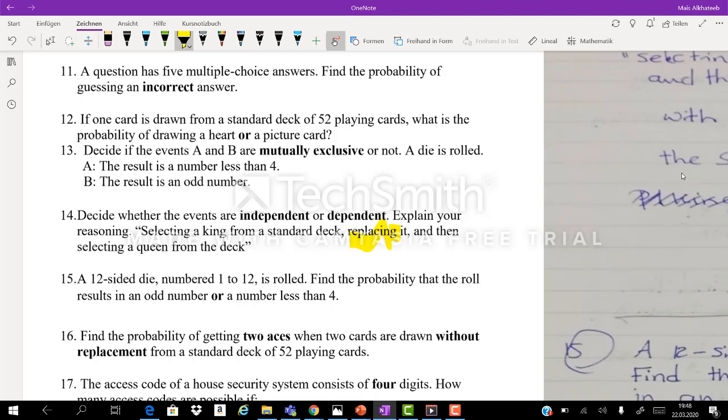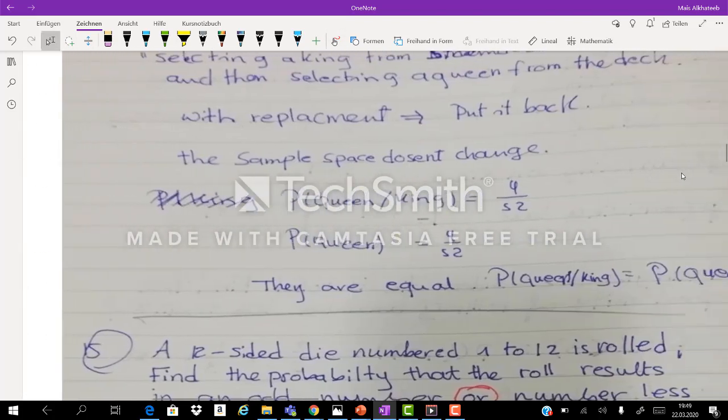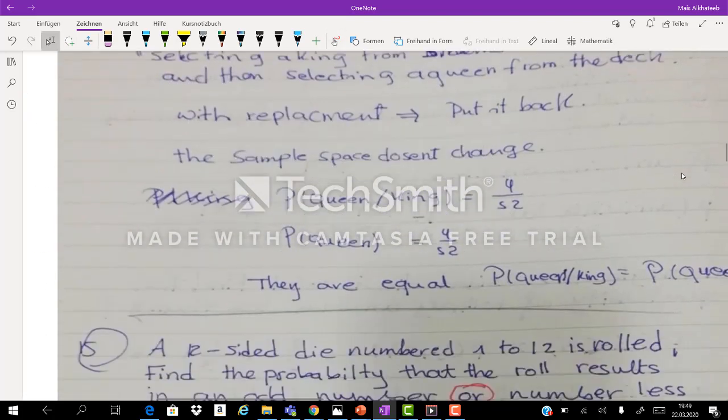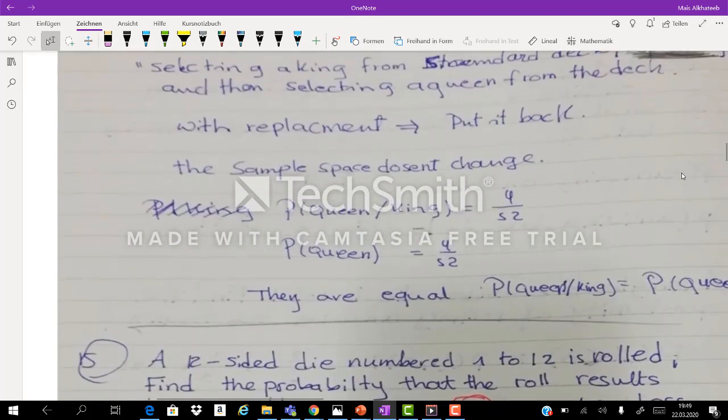إذا نحن نعرف إنه هل الإيفنت هن independent أو dependent، هن مستقلين ولا لا؟ طبعا من الواضح إنه هن independent. ليش؟ لأنه كلمة replacement معناتها they are independent. كيف راح نبرهن بشكل رياضي إنه they are independent؟ We go to the slide. Okay. طيب. أول شيء put it back معناتها with replacement put it back يعني the sample space doesn't change.